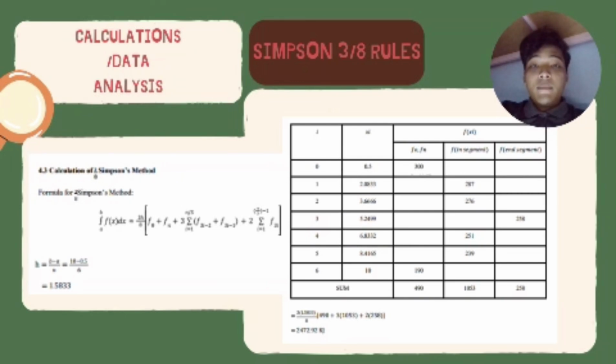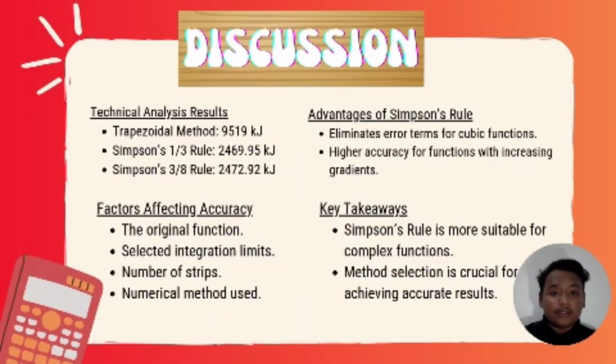After the calculations have been performed, the sum inside the brackets, 490 plus 3 multiplied by 1053 plus 2 multiplied by 258, we will get 4165. And then after that we multiply by 3h over 8, and we will get 2472.92 kJ. The result 2472.92 kJ is the approximate integral of f(s) over the given range of s values calculated using Simpson's 3/8 rule. This method is particularly accurate for cases where higher order accuracy is desired. So this is a discussion about the method.